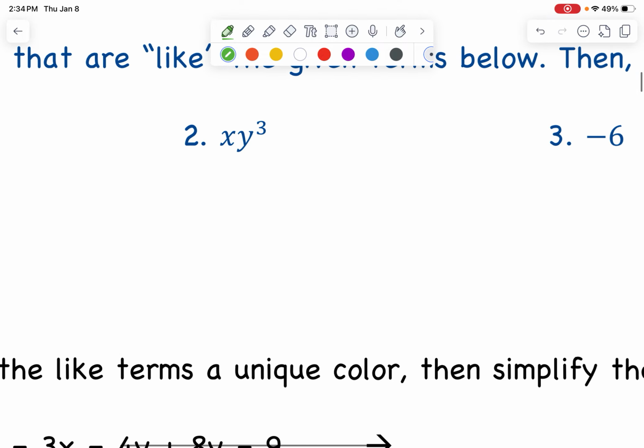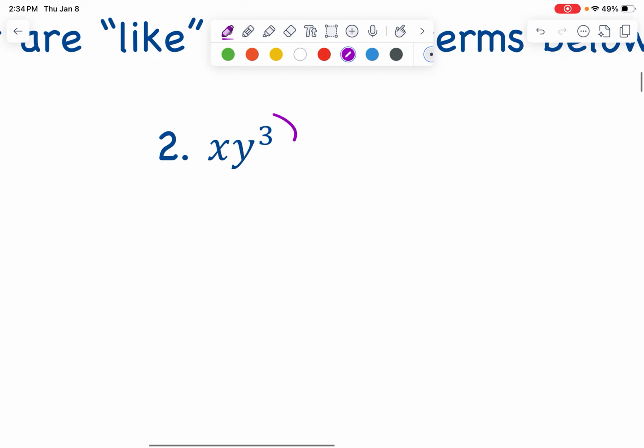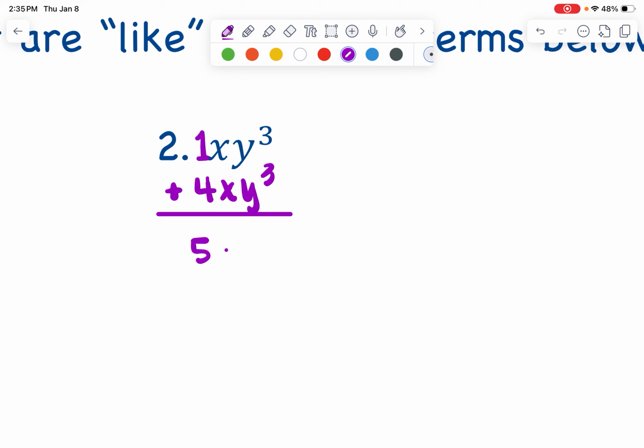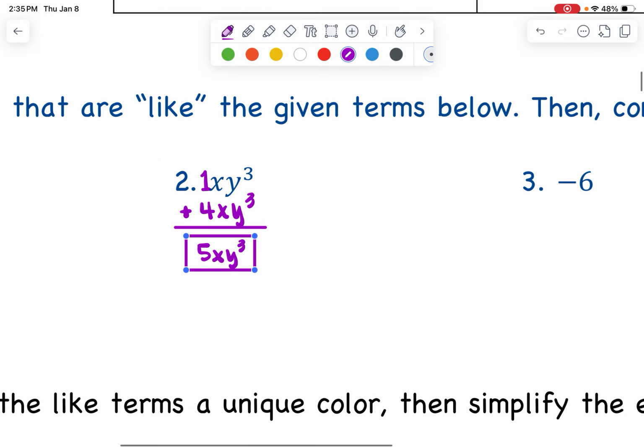All right, just doing that a few more times really quick. So I have an xy cubed term. Again, it has an understood 1 in the front of it. If you don't see a coefficient, it's always an understood 1. So I can only combine xy cubes with other xy cubes. So I'm just going to make up another xy cubed term. How about 4xy cubed, and because those are like terms, I would be able to add them together, and that would give me a total of 5xy cubes. Okay, so again, just practicing those like terms.